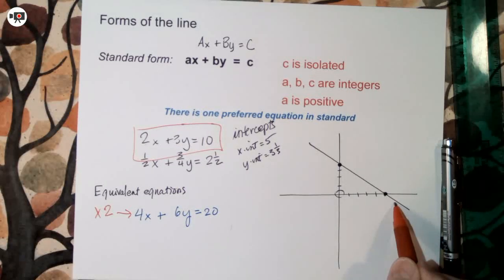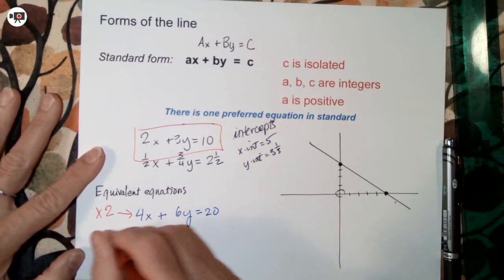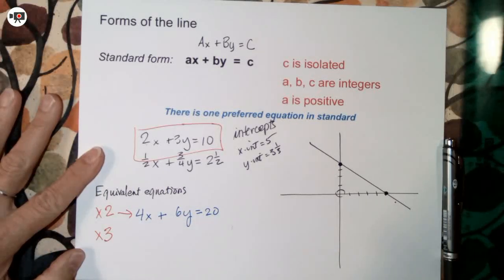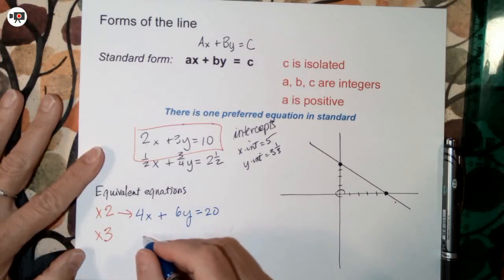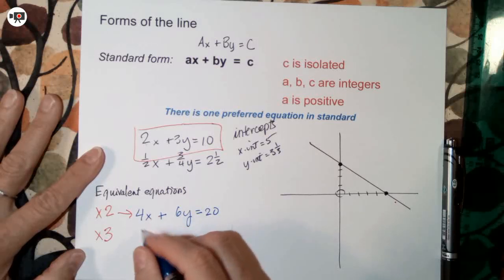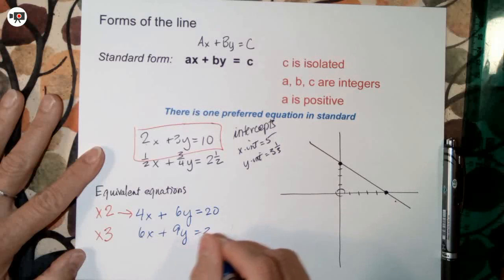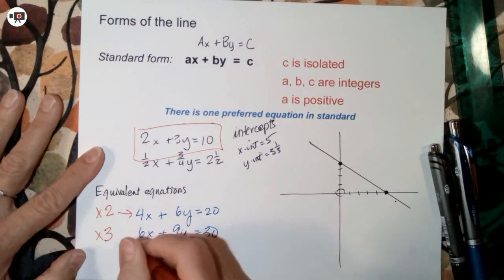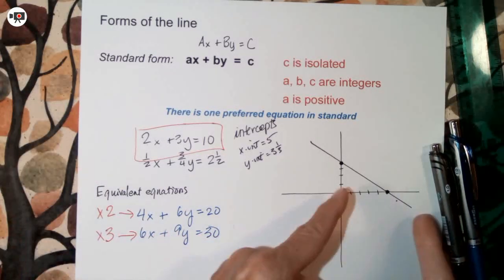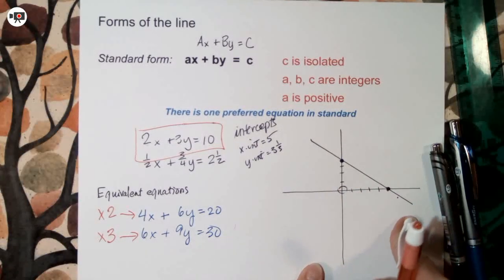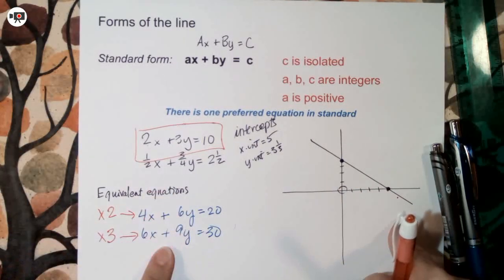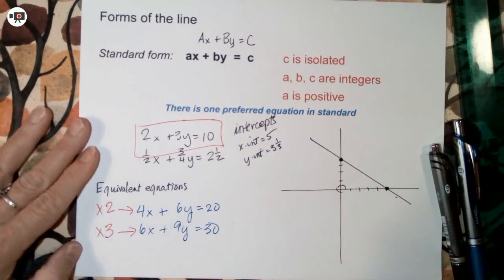It's the same thing. Okay, we can do it again. How about times 3? Well then that'll be 6x plus 9y equals 30. Is that the same line? Yeah, it's the same line. That's it right there. It's not a different line. It's an equivalent manner to do it. This is also still in standard form.